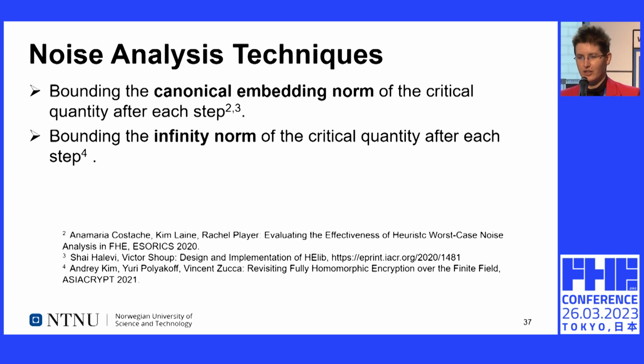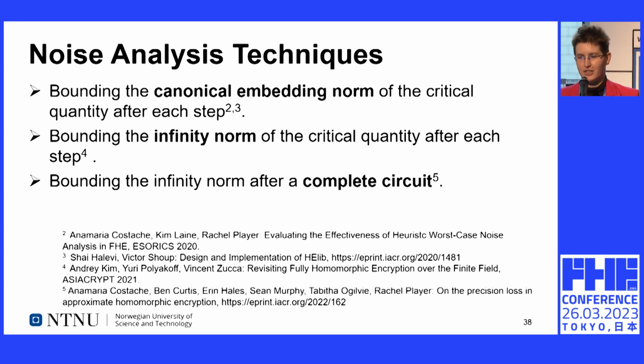So then there's the idea of bounding the infinity norm of the critical quantity after each step, which normally is a little bit tighter, but it does not have these nice mathematical properties, so it's harder to calculate. And also we are still getting an approximation error every time that we bound. So if you have a particularly deep circuit, then we get an approximation error at every step, and they accumulate over the evaluation of the circuit, and so the deeper the circuit, the looser the bounds get. Which then gave rise to the idea to say, okay, well, then just bound after the complete circuit, because then you only get the approximation error once.